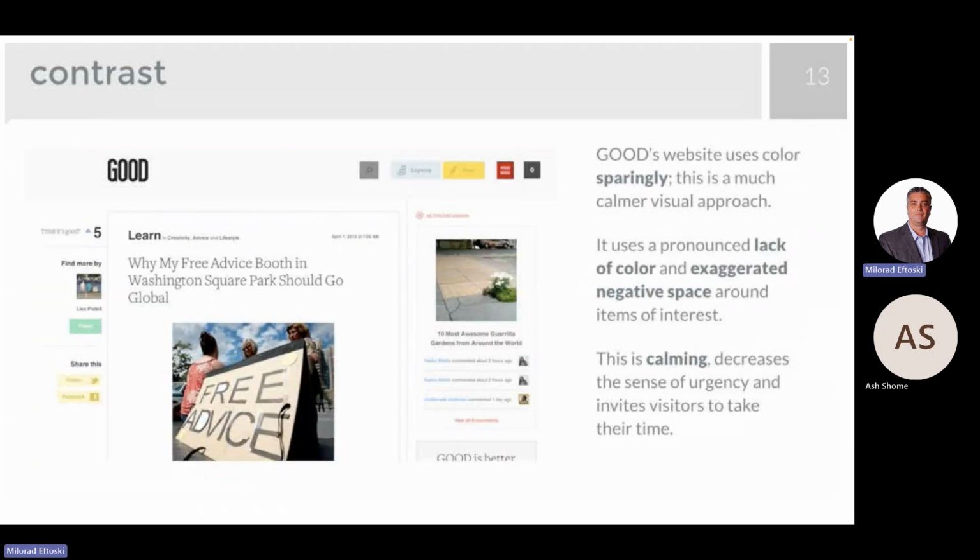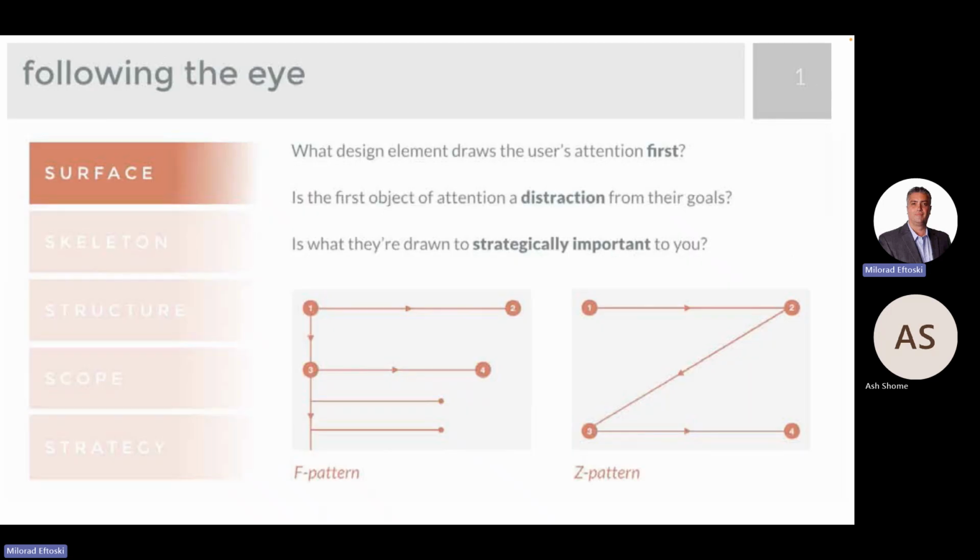The contrast again, Google's website uses color sparingly. This is a much calmer visual approach. It uses a pronounced lack of color and exaggerated negative space around items of interest. This is calming, decreases the sense of urgency, and invites visitors to take their time. So it creates that calming sensation with people.